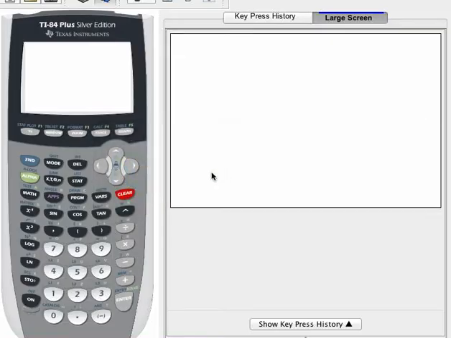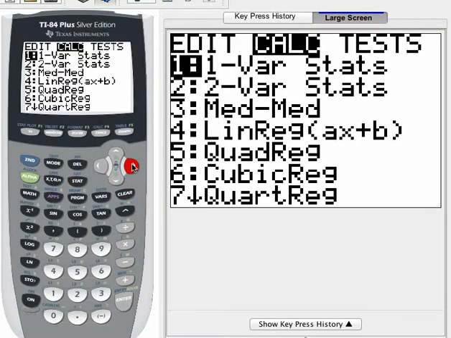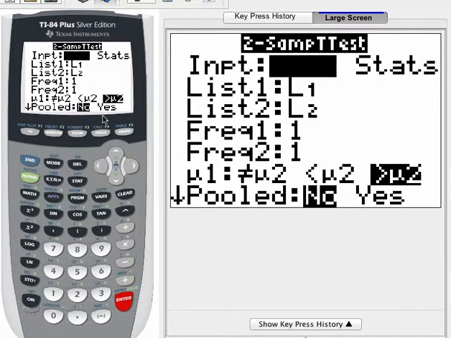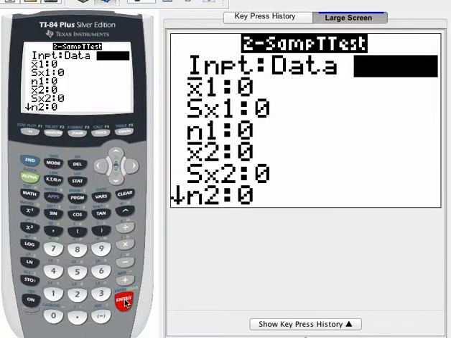So again, stat and over to tests. The tests are listed first. This is a two-sample t-test. I don't want the data option this time. I don't have my data in lists. Instead, I'm going to highlight stats.